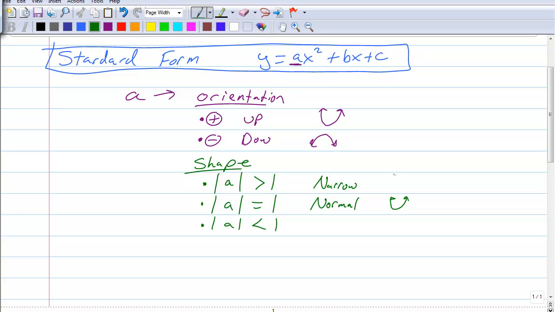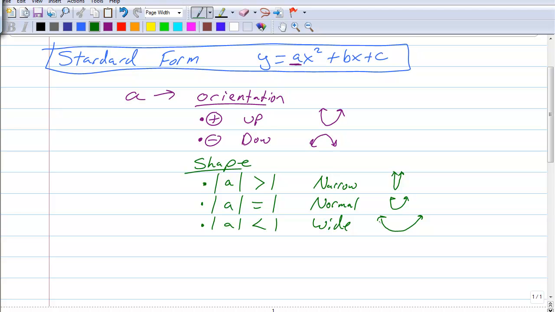Because he works so hard, he goes up very, very quickly. And he gets skinny because he does the work of more than one man. Now here, if a is less than 1, if he does less work than one man, he's going to be wide. If he doesn't work very hard, he's going to become a fatty, boom, baladdy right there.